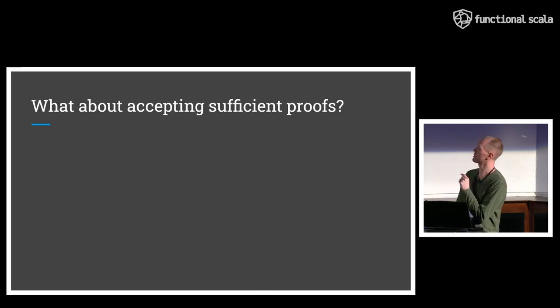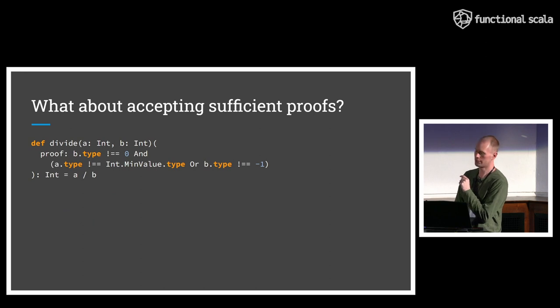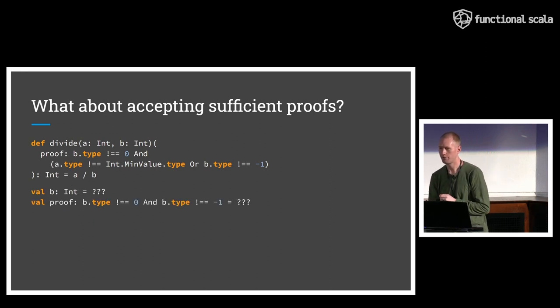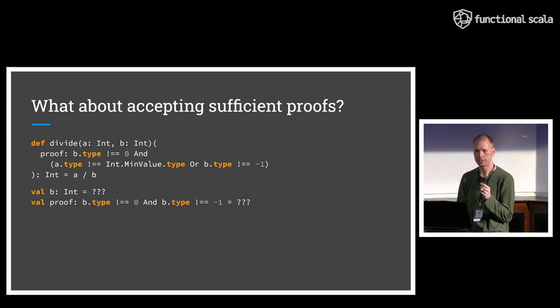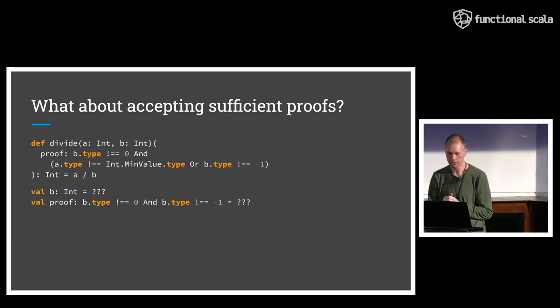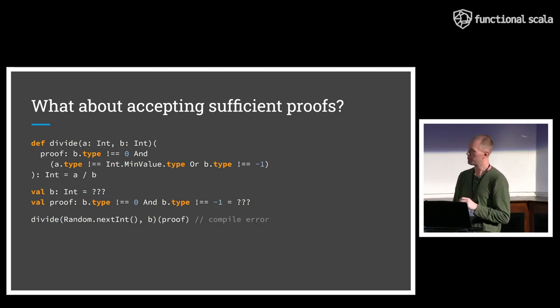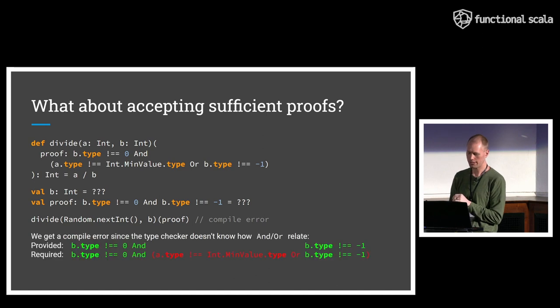Now, what about accepting sufficient proofs? So here's our same divide method. Let's say we have B, it's an int, it doesn't matter where it comes from, but we have a proof that also doesn't matter where it comes from, that B is not 0 and B is not -1. Should this compile? We would like it to, but it doesn't. We get a compile error, and why is that?